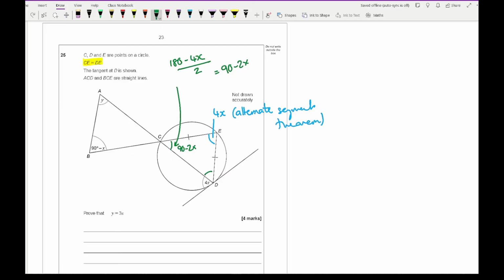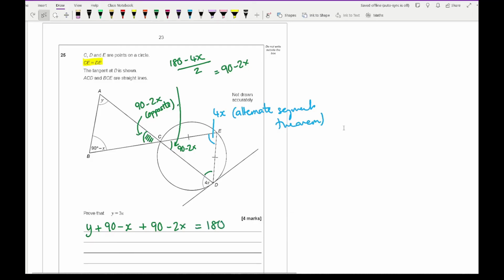And again, I'll write down what each of the steps are as we go along. Now obviously this angle here is going to be the same. Why? Because it's an opposite angle. So this angle here is also going to be 90 minus 2x, because it is opposite. Now from this, if I take the triangle ABC, all of those angles must add up to 180. So here I've got y plus 90 minus x plus 90 minus 2x is going to add up to 180.